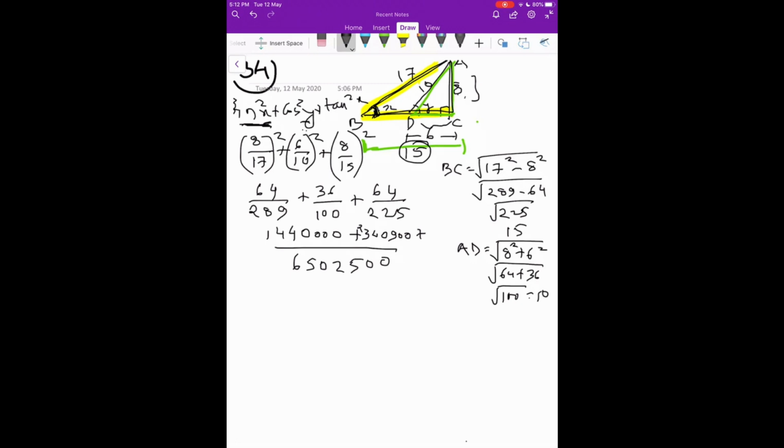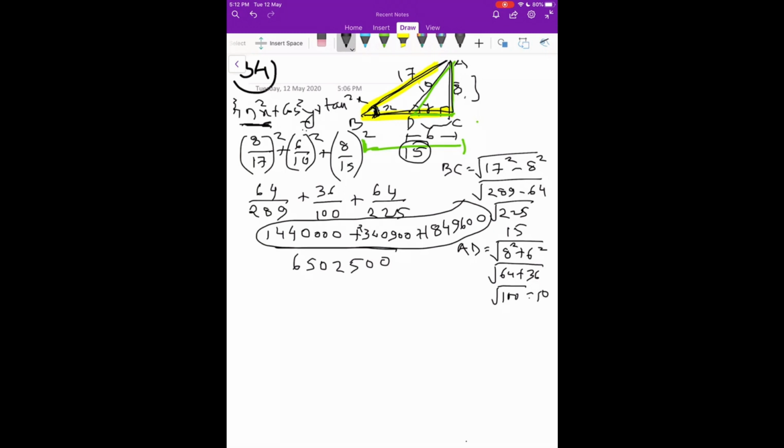Now let's see this 6502500. If you divide it by 225, you are going to get 28,900. And when you multiply this with 64, you are going to get 1849600. Now I have to add all of this; these three numerator numbers are what I'll be adding.